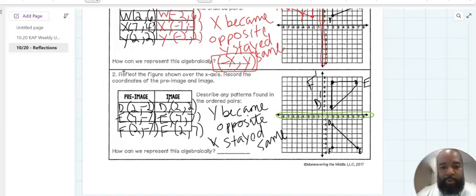Okay, so the algebraic rule for this would be, well, first let's do x stayed the same. So x stayed the same and y became opposite. Opposite of positive y is a negative y.